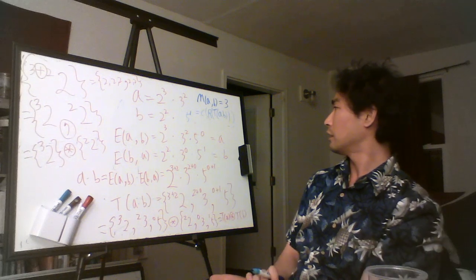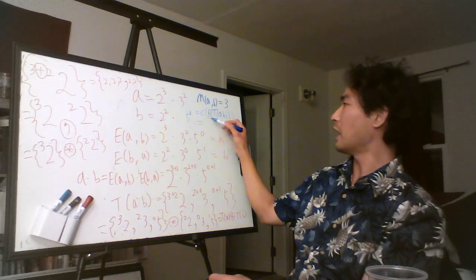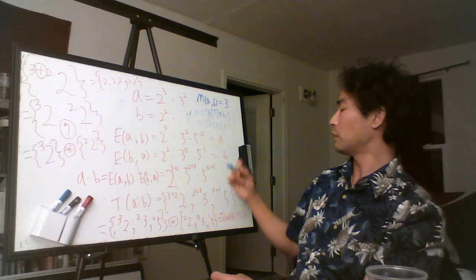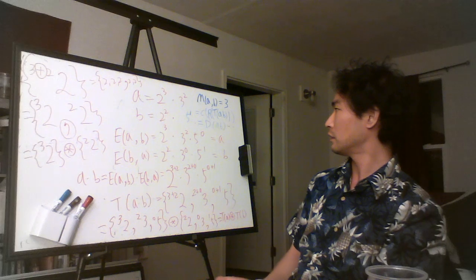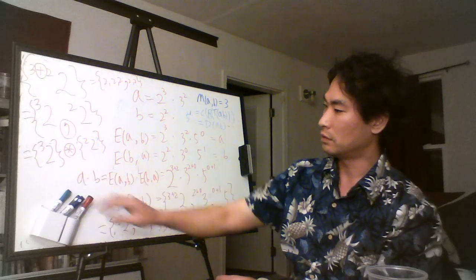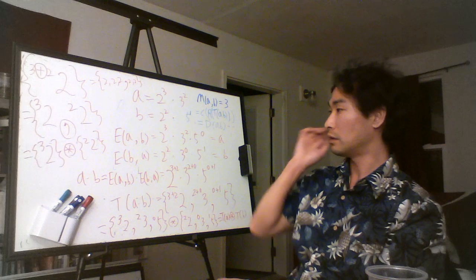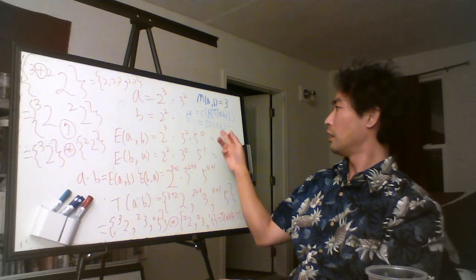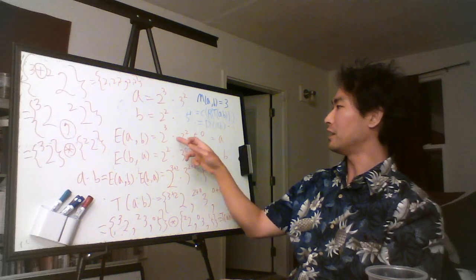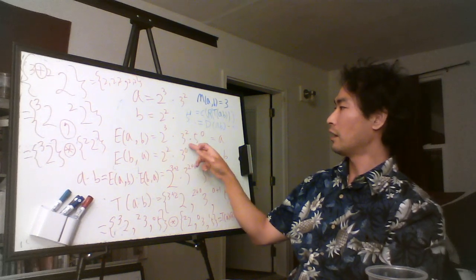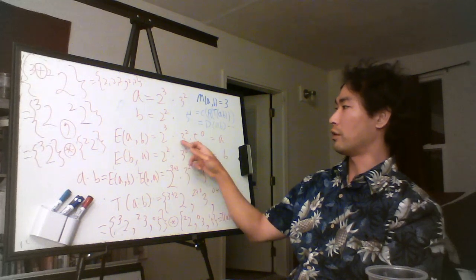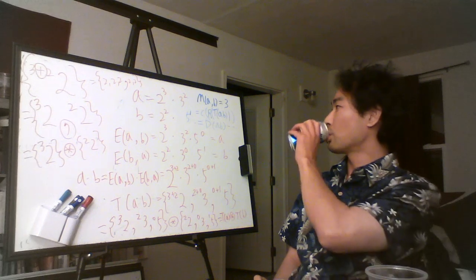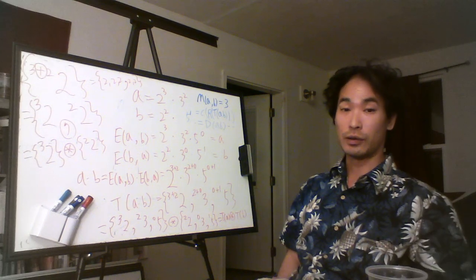And guess what? Surprisingly, CRT is D of A times B. How surprising. I didn't expect this. How interesting. You multiply A and B, and how many distinct prime numbers are there in this prime factorization? So not so surprising, but I didn't expect this.